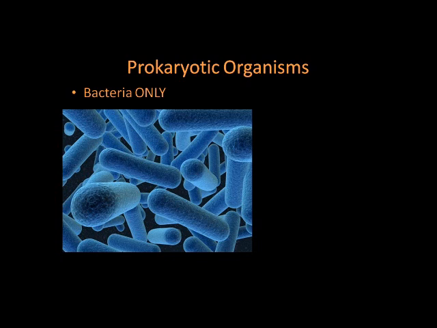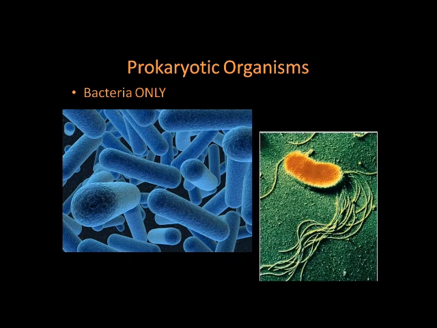Bacteria were some of the first organisms on Earth. There are millions of different types of bacteria, but they are all basically the same. Very small, single-celled, very, very simple organisms with prokaryotic cells. So if you're looking at a tiny prokaryotic cell, you are looking at a bacteria.